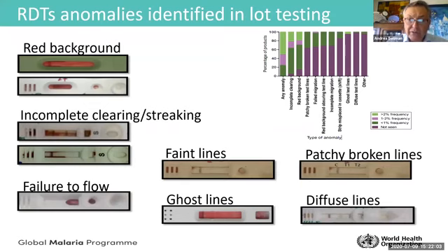And when you send it to this lot testing lab, they will also include in the report some photos in case they see RDTs which are not working well. These are all examples of very strange findings that certainly show that there is a problem with the RDT. So this will also be available in the report.